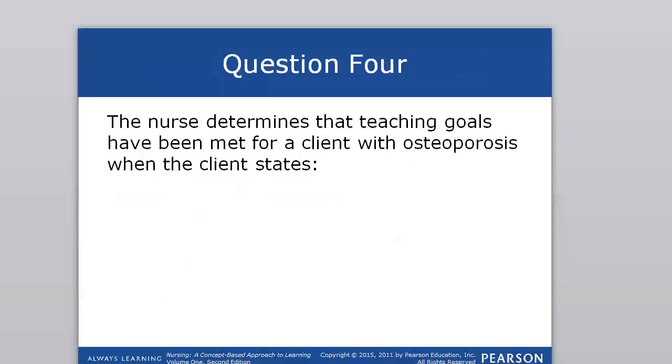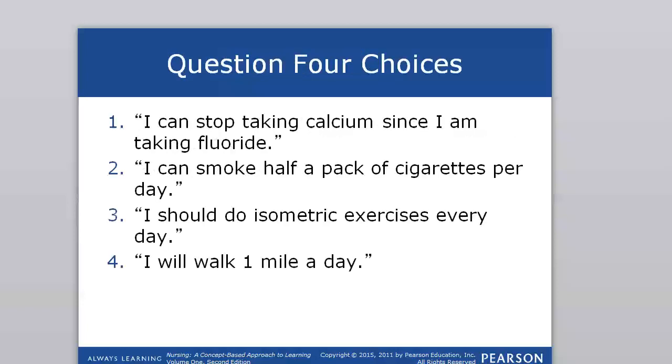Question 4. The nurse determines that teaching goals have been met for a patient with osteoporosis when the client states, number 1, I can stop taking calcium since I am taking fluoride. Number 2, I can smoke half a pack of cigarettes per day. Number 3, I should do isometric exercises every day. And number 4, I will walk 1 mile a day.